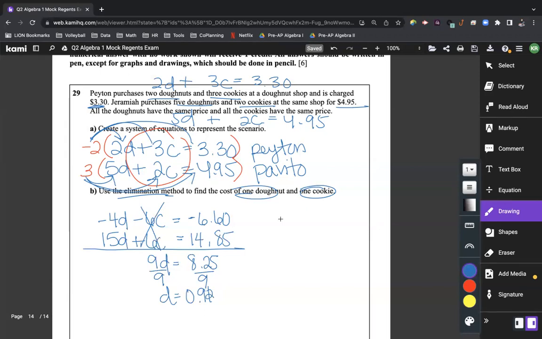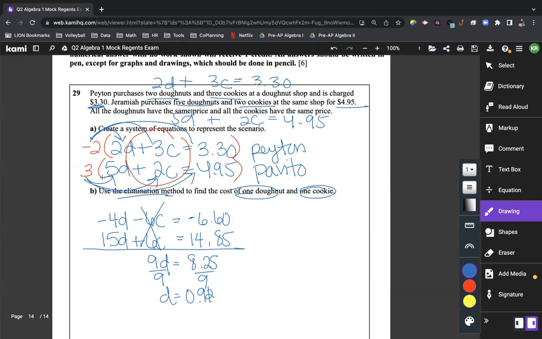And I'm just going to double check my work because I'm dealing with a lot of decimals, and that can make any student feel uncomfortable. I got to my final answer and I'm like, whoa, is this the right answer? Let's go back and find out. Peyton purchases 2 donuts, 2D, 3 cookies, 3C equals 330, because that's how much she was charged. 5 donuts, 2 cookies, 495. So my system of equations is correct.